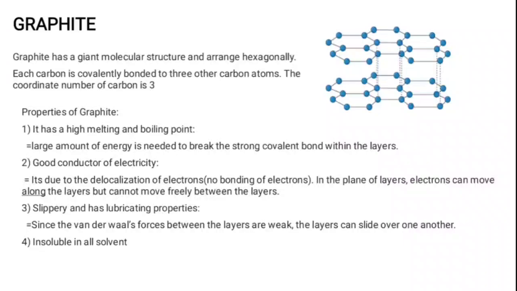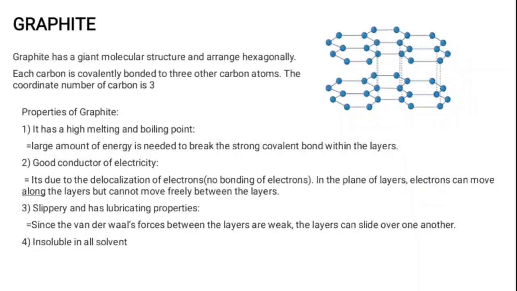Number 1 is that it has a high melting and boiling point, because of the large amount of energy needed to break the strong covalent bonds between the layers. Second is that it is a good conductor of electricity, due to the delocalization of electrons in the plane of layers; electrons can move along the layers but cannot move freely between the layers. Number 3 is that it has slippery and lubricating properties.